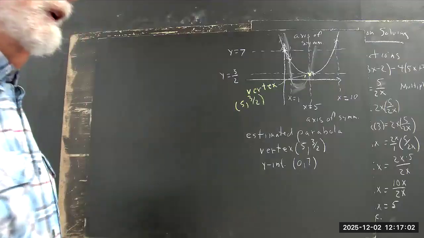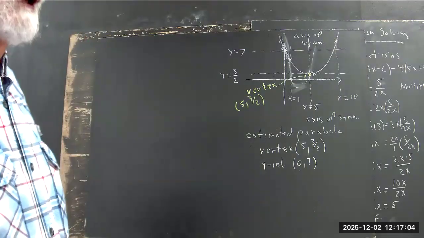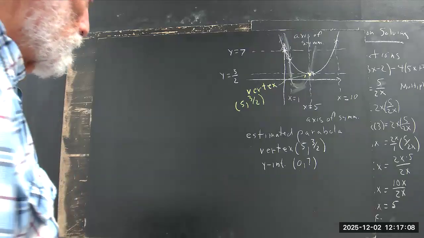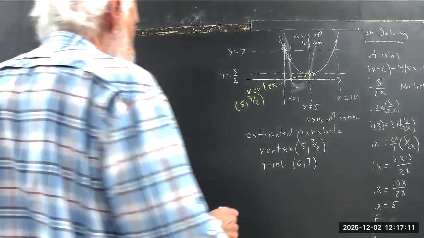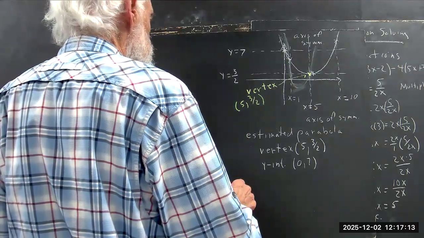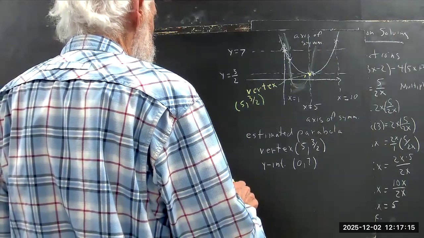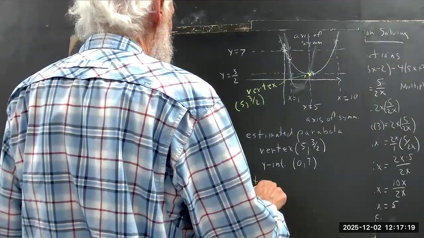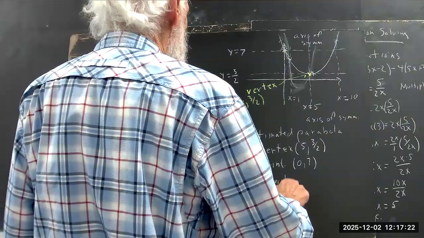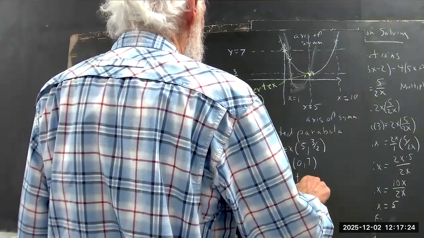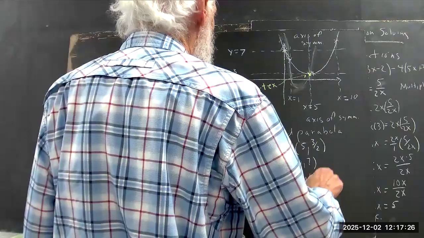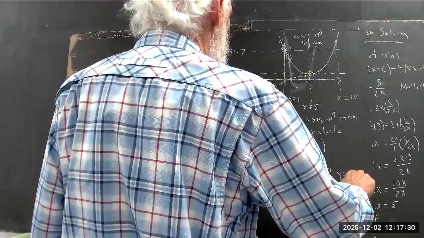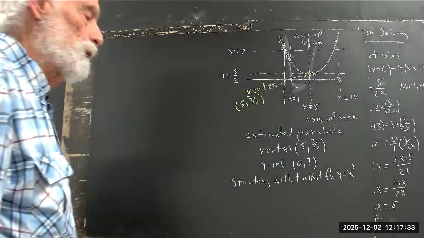The y-intercept is 0, 7. Can we get the equation of the quadratic function from this? Doggone right we can. Okay. Starting with the toolkit function, y equals x squared.